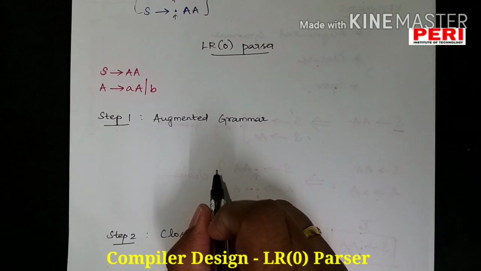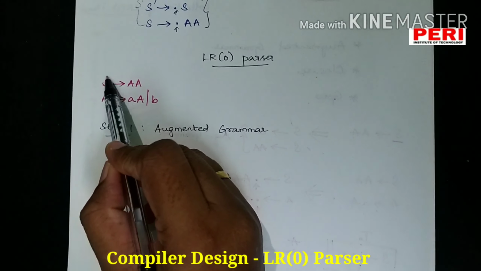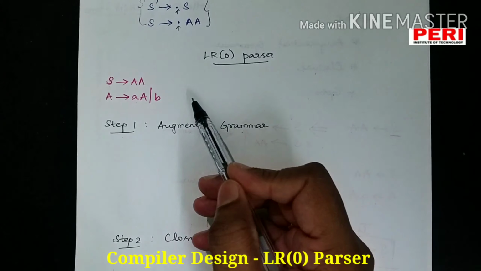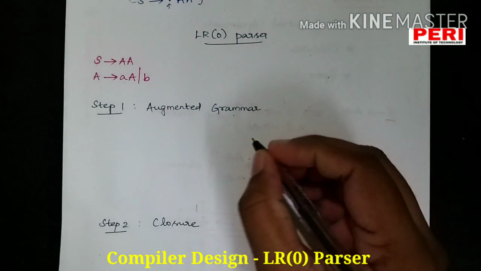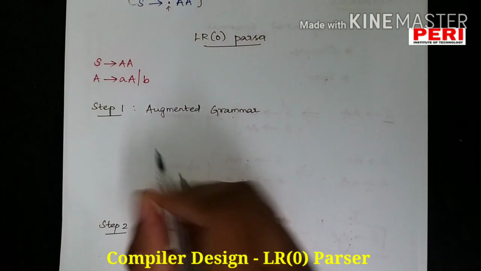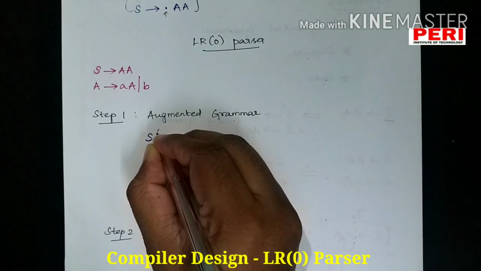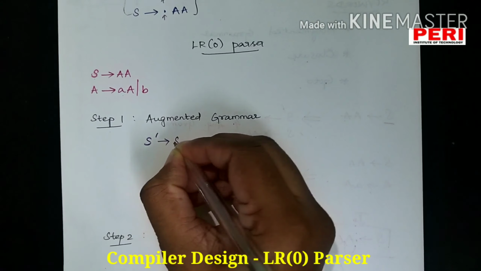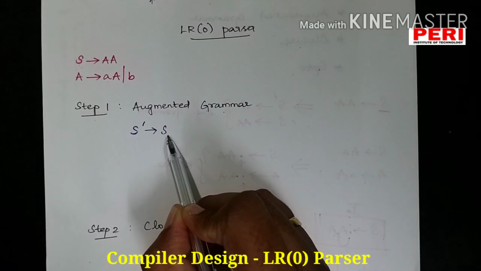As I told you earlier, augmented grammar is nothing but adding a dash to the starting symbol. It becomes an augmented production, and the whole grammar becomes the augmented grammar. So S dash tends to S. Now this becomes the augmented production. Why? Because S is my starting symbol. I have just added a dash to the S, and this becomes my augmented production now.